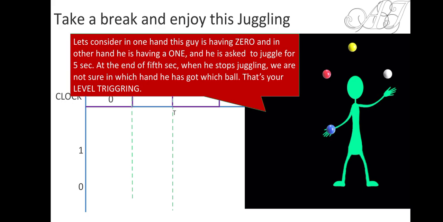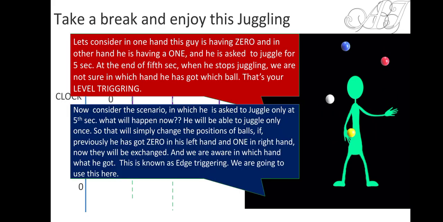Agree? So this scenario can be considered analogous to that level triggering. In level triggering, your clock was active for a definite amount of time and 0 and 1 was changing rapidly. Okay, and that is why at the end of clock we were not sure that our output will be 0 or 1.